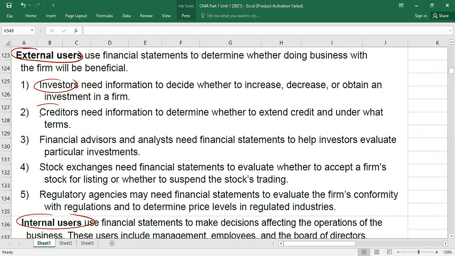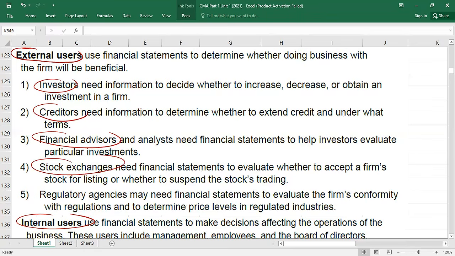Second is creditors or lenders, like banks. Before giving a loan, obviously they will check your creditworthiness. Would you be able to return their money or not? So that is your criteria. How can they check your creditworthiness? By looking at the financial statements, like how much profit you have, what loans you already have, etc. Then financial advisors. If you are working as a broker, you have to advise your clients that this company is better for investment and this is not. How would you know? By analyzing the financial statements.